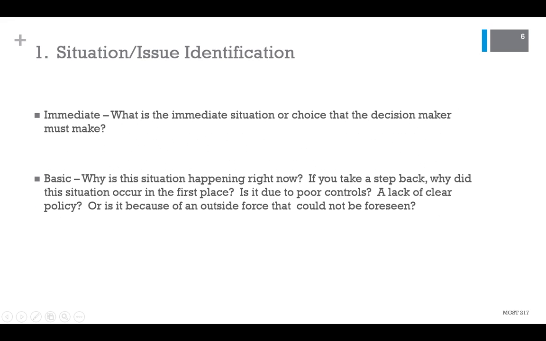So let's take a look at the framework we're going to use. We'll be handing out a case framework that we use every time we look at business cases. The first section there is situation and issue identification. Two parts there, immediate and basic. The immediate is, what is the immediate situation or choice that the decision maker must make? And often you'll find that stated explicitly in the case.